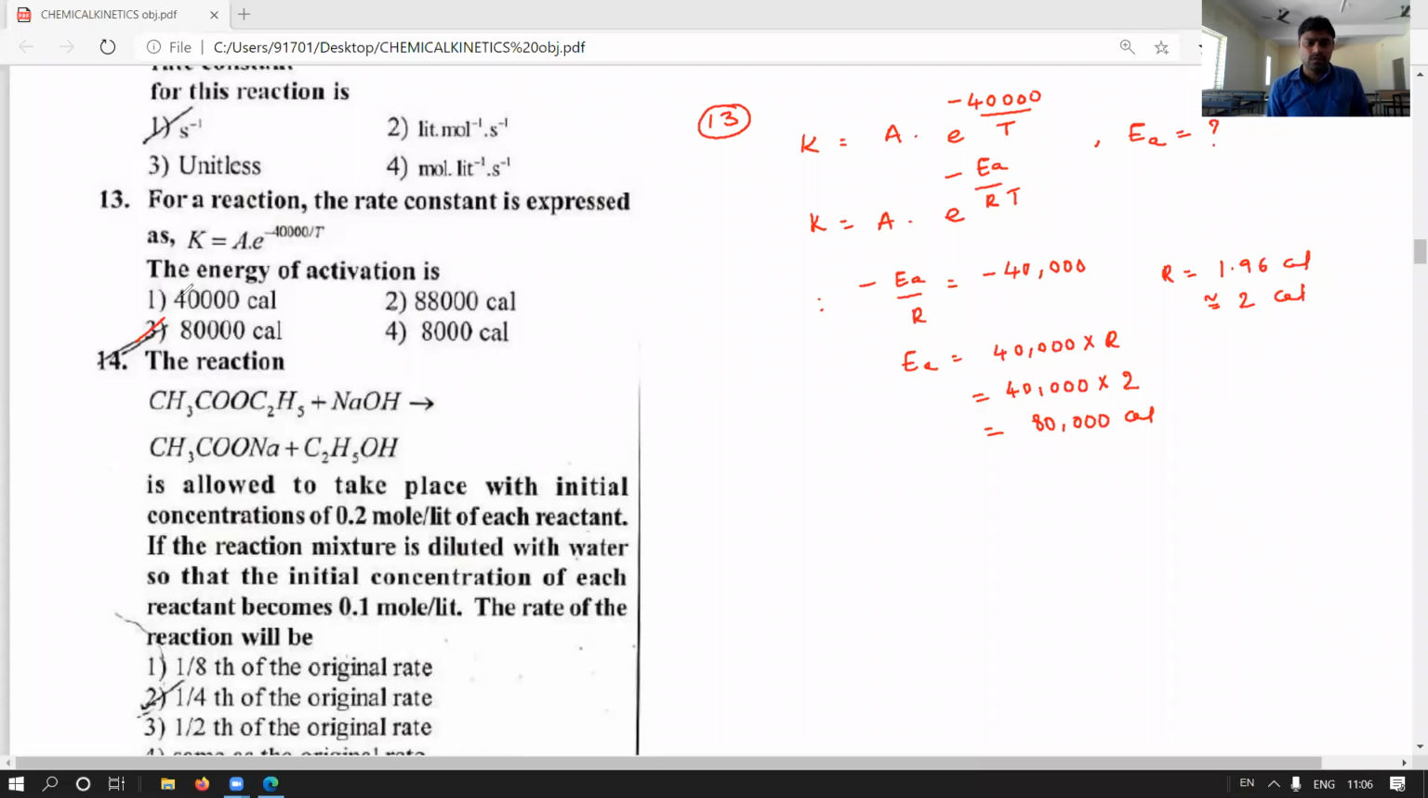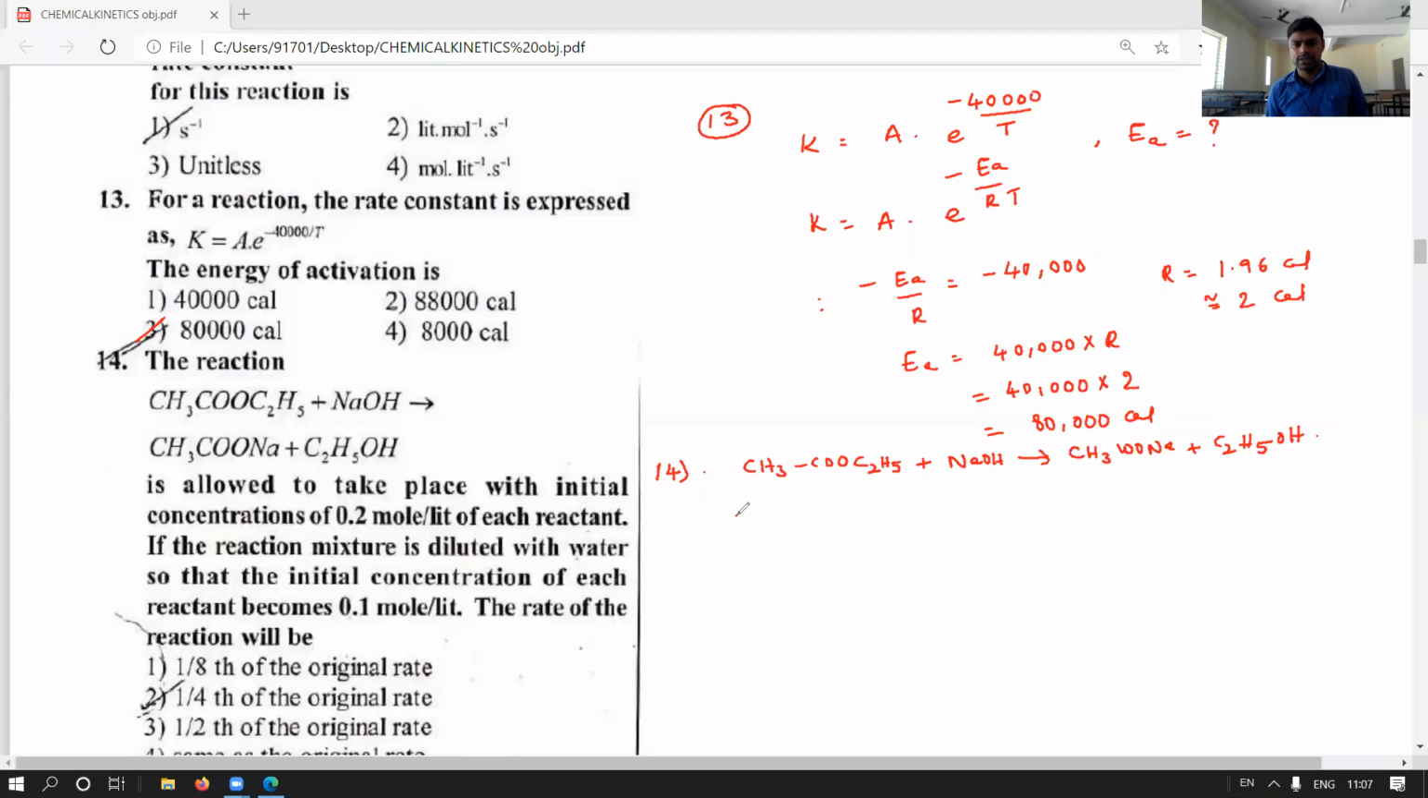Let's see the next, 14th question. Ester hydrolysis in basic medium. Ethyl ethanoate, CH3COOC2H5, reacts with sodium hydroxide, NaOH, to produce CH3COONa, sodium acetate, plus ethyl alcohol. It's very clear. Now in this reaction, actually it is a second order reaction.